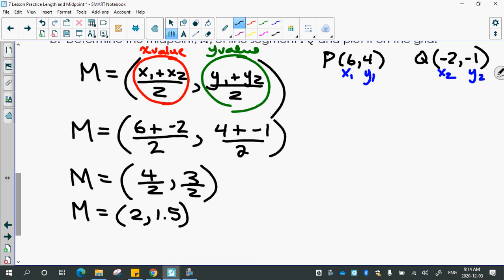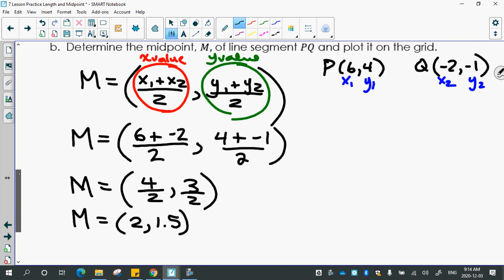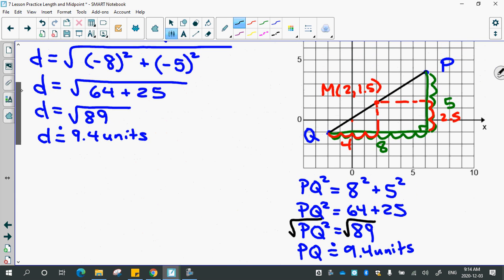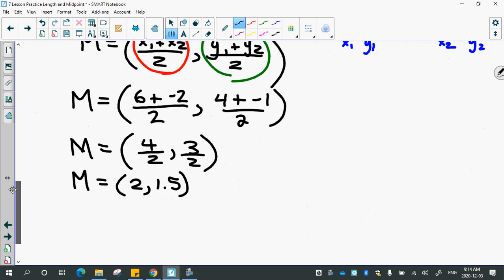So that way we calculated the midpoint using a formula rather than looking at our line segment and determining where it should be. Did we get the same as we did when we drew it in? Check. 2 and 1.5, yes. Okay? So those are the 2 formulas that we are learning this morning. Okay? Length and midpoint.